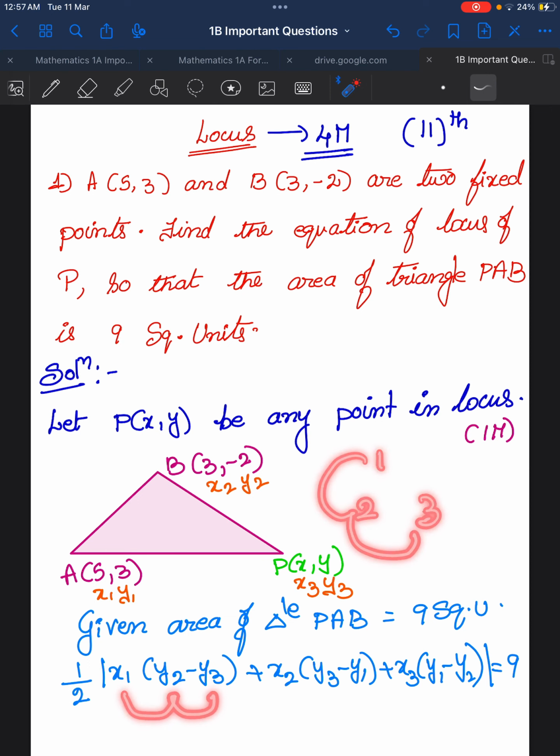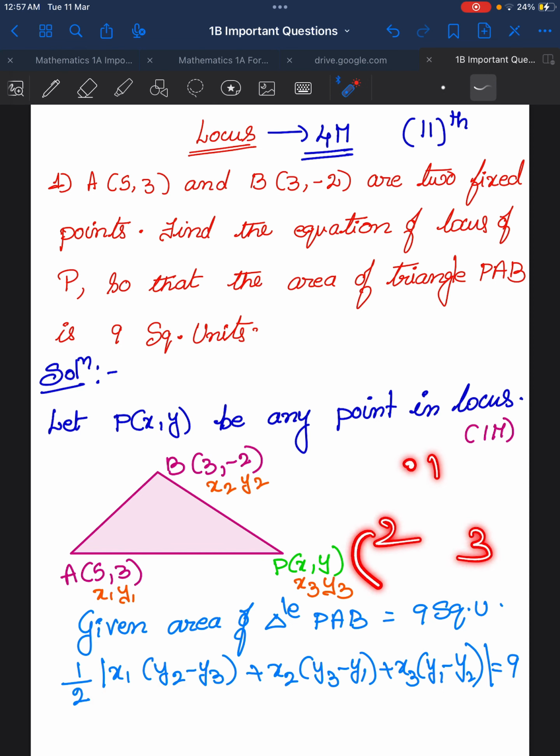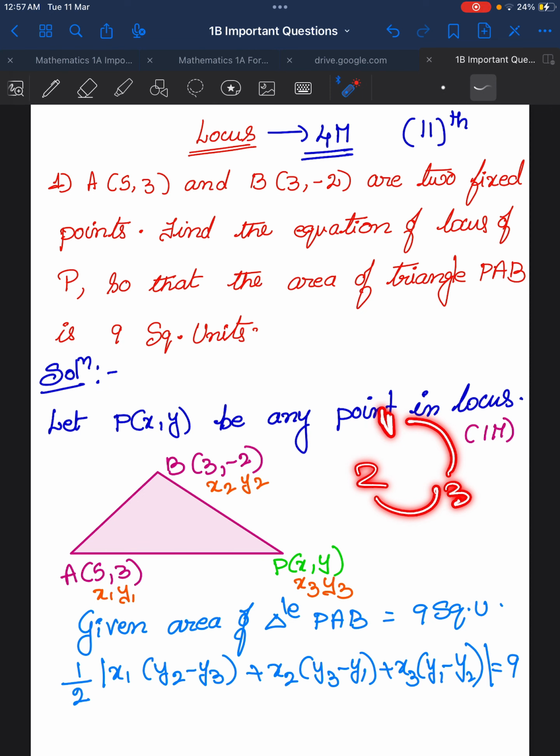Is it clear for everyone? Outside the bracket we have x1, x2, x3. When we take x1, inside the bracket the next ones are 2 and 3. In order 1, 2, 3, after 1 you take 2, 3. If you start with 2, what happens? The next one is 3, then 1. After 2 you get 3, after 3 you get 1. So here we get 2, 3, 1.